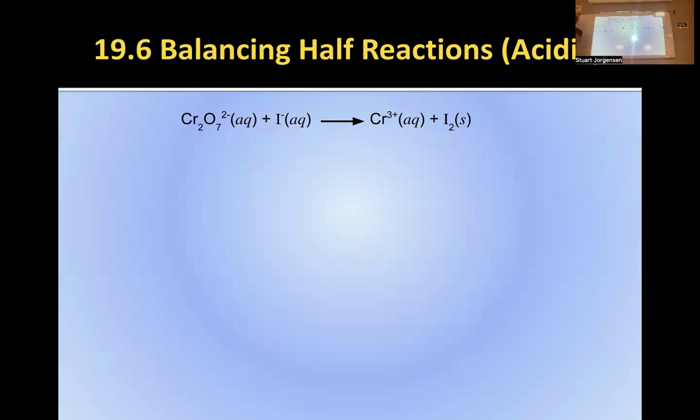And here's, sorry, time out. We can check it, right? We've got 14 H's, 2 Cr's, 2 Cr's, 7 O's, 7 O's, and then we can check our charge. How many negatives? 6, 7, 8. We've got 8 negatives and 14 positives for a total of 6+. What do we have going on the product side?